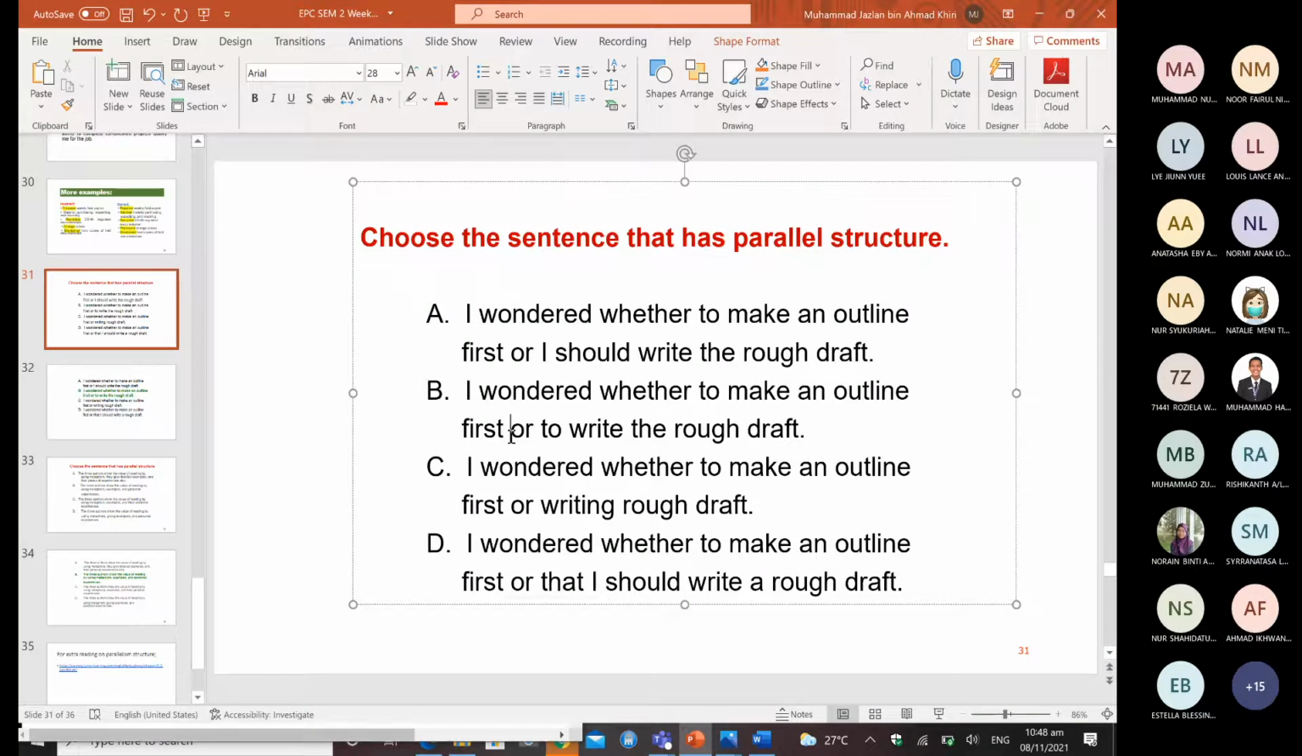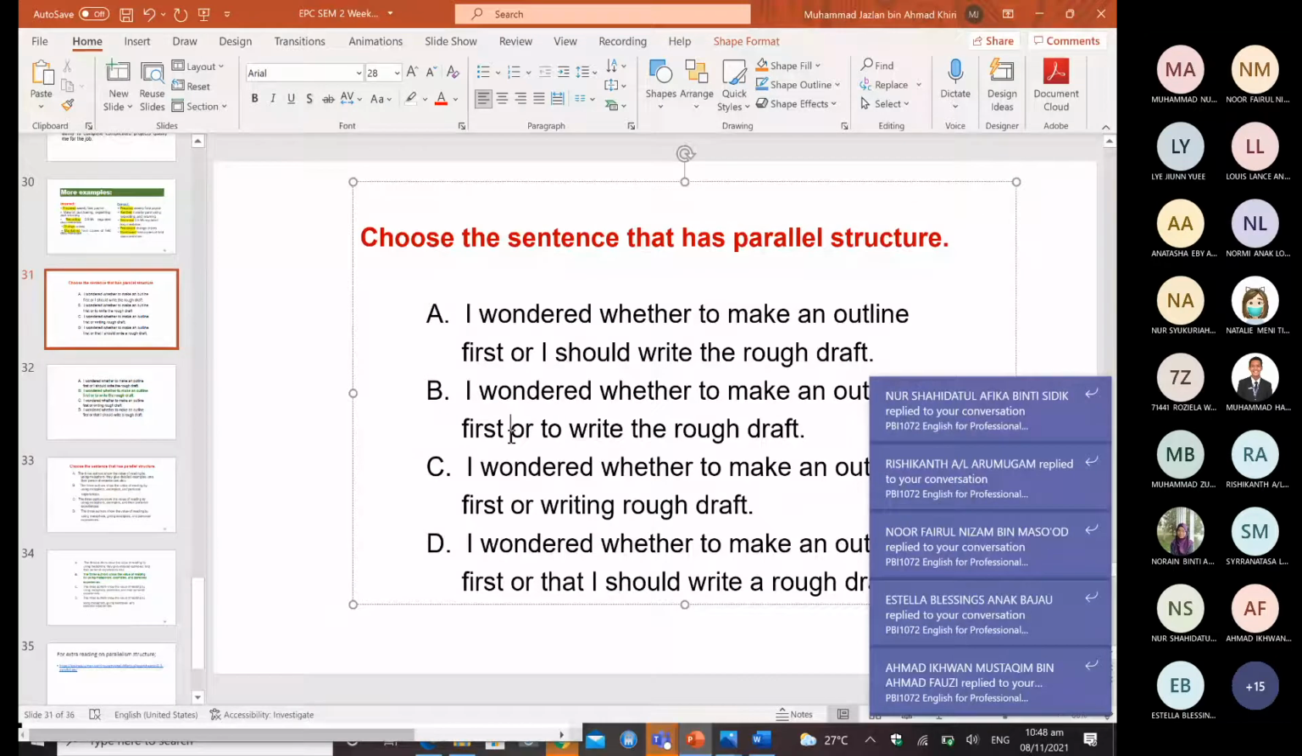Aisha Nazura has clocked in her answer. What about the rest? Amalina has clocked in her answer at B. Ikwan also B. Okay, very good everyone.